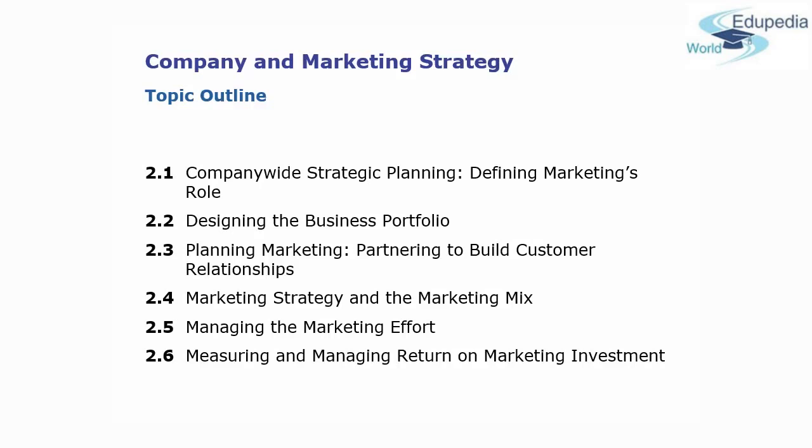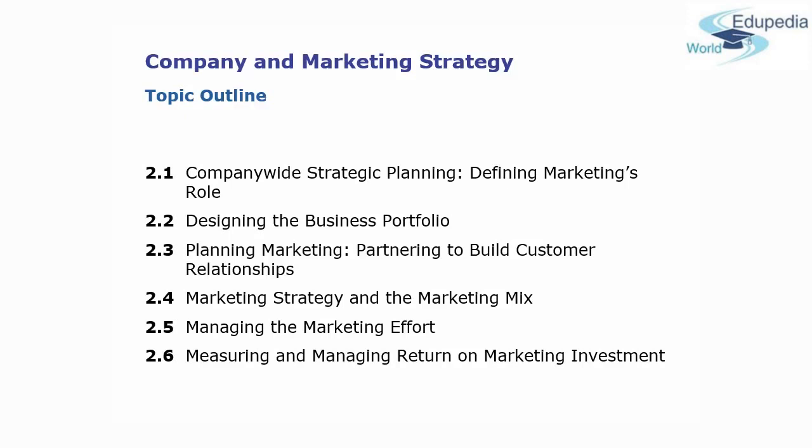It's like a strategic plan, and strategic plans are built by the strategy department, which is one of the most senior departments and the brains behind a company. In this department you decide what kind of marketing will be employed by the company. And then designing the business portfolio. I'm going to touch a little bit on the business portfolio as well. Planning marketing, partnering to build customer relationships.